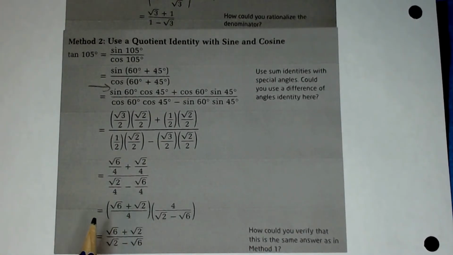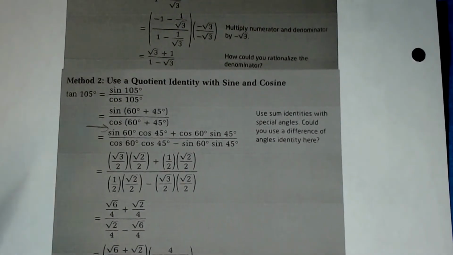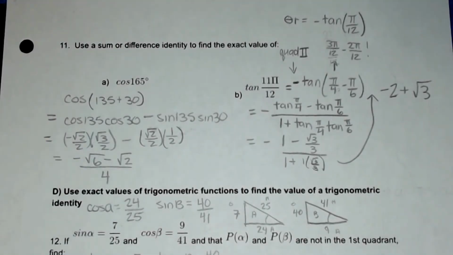Anyway, at the bottom, it gets down to root 6 plus root 2 over 2 minus root 6. You could simplify this further, of course, by pulling out the root 2 out of everything. So divide all terms by root 2. And you would get the same answer as above, root 3 plus 1 over 1 minus root 3. So both solutions valid. Pick the one you like and the one that you're comfortable with and go with that. There's 2 additional examples here in number 11. You can just pause the video and copy down the solution.